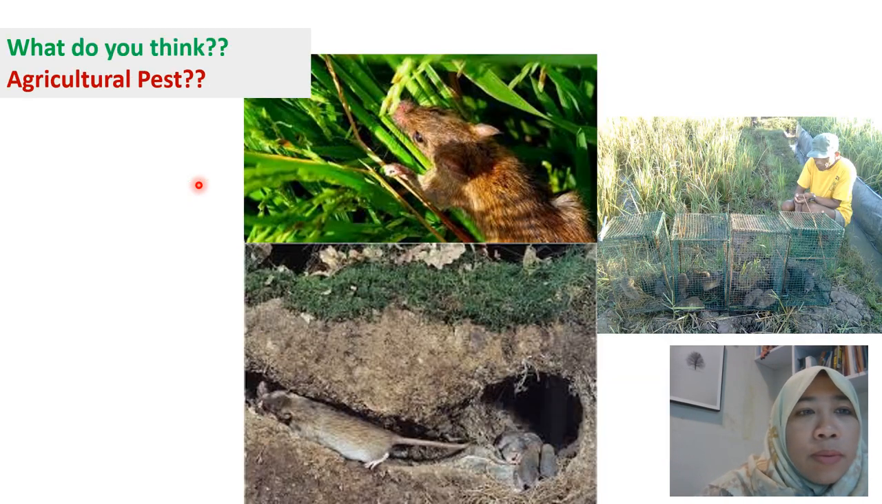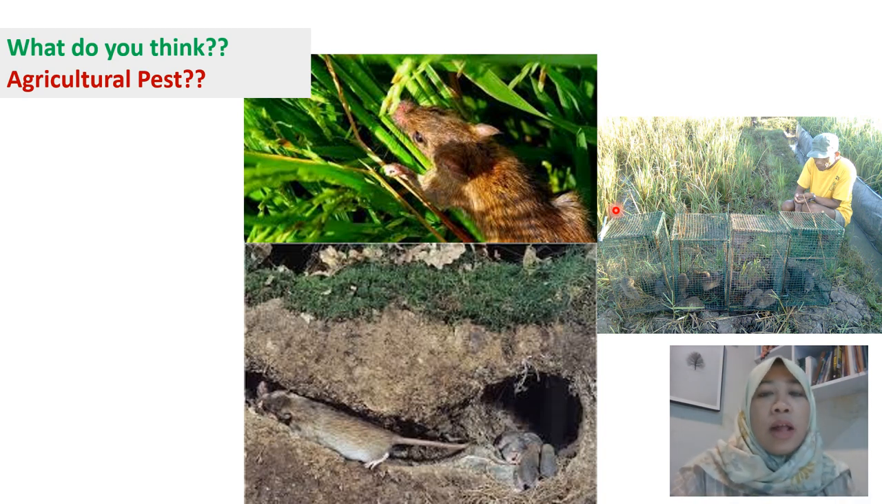Okay, and then we move to agricultural pests. This is really different from urban pests. Urban pests commonly disturb us. They live around us, but agricultural pests actually damage the crop. For example, Rattus argentiventer damages the paddy plant. Rattus tiomanicus damages the palm oil, etc. That is agricultural pest.